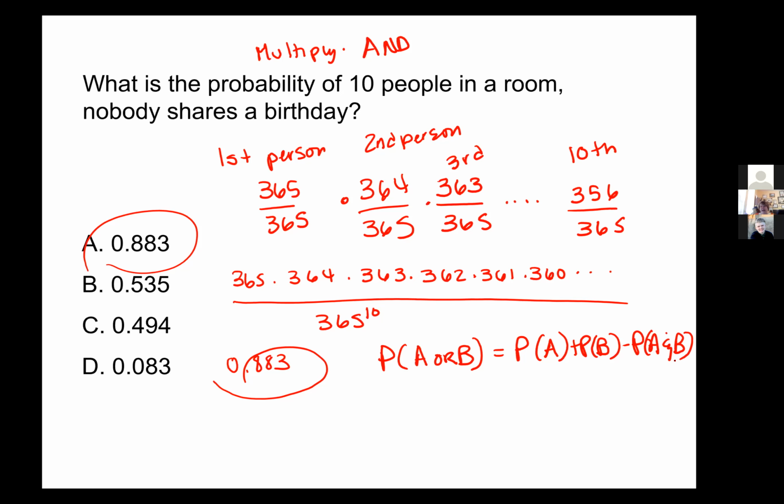And if they can't happen at the same time, then the probability of A and B is 0. So that goes away. So if A and B can't occur at the same time, then the probability of A and B is 0, and you get the sum, probability of A plus probability of B. But we were doing an and. So an and type probability, we multiply them if they're independent events. And these are independent events because one person's birthday doesn't depend on what the other person's birthday is.